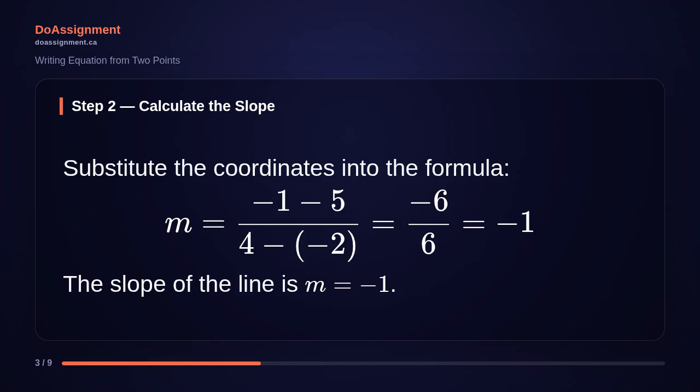Substituting, the numerator is -1 minus 5, which is -6. The denominator is 4 minus -2, which is 6. So m equals -6 over 6, which simplifies to -1.